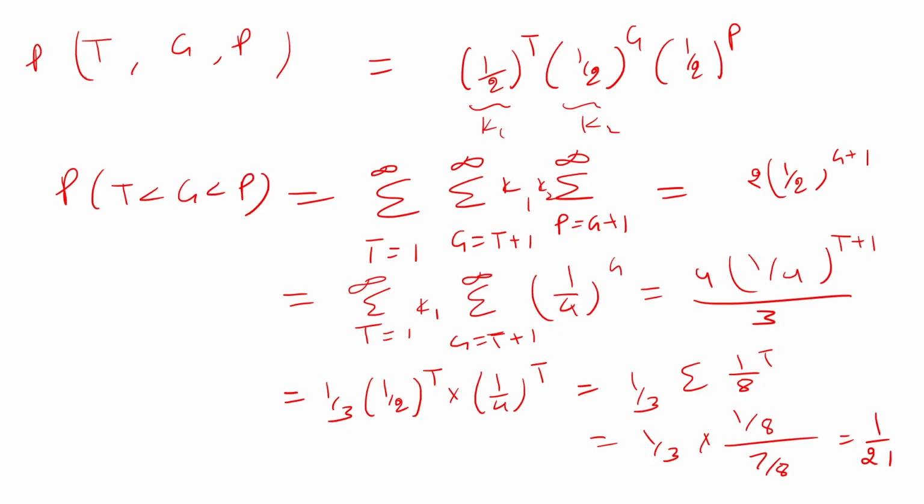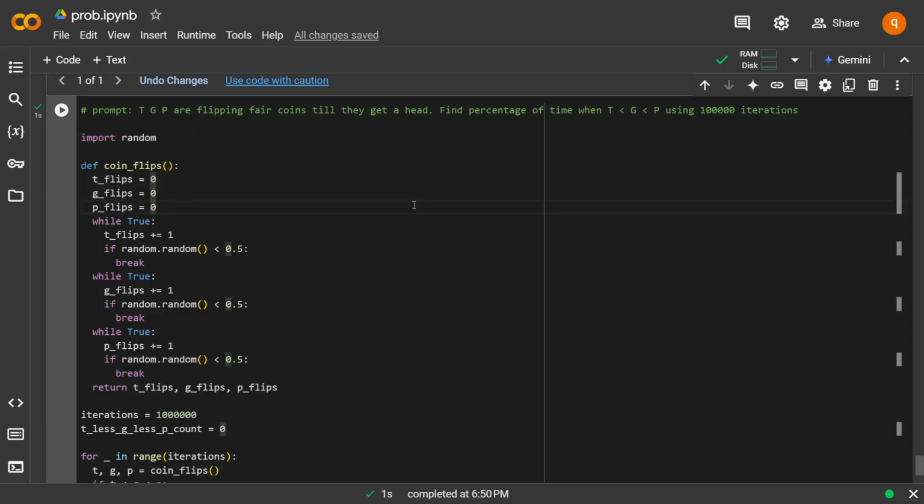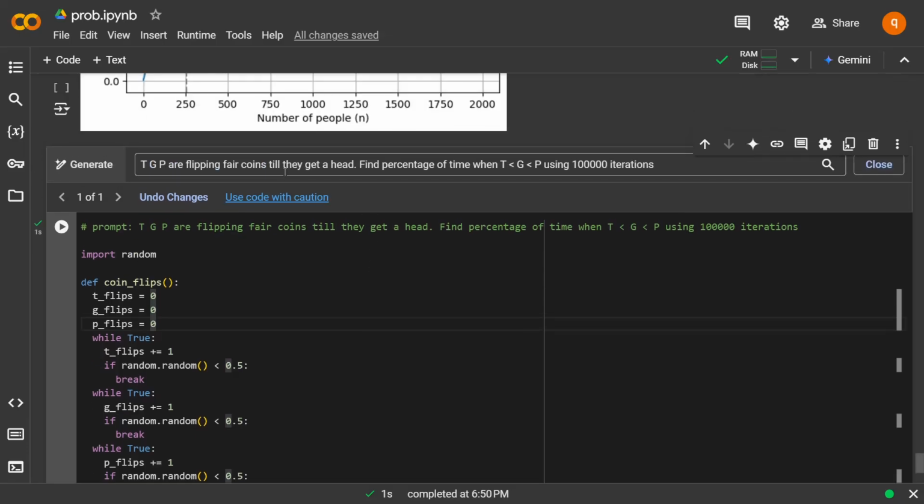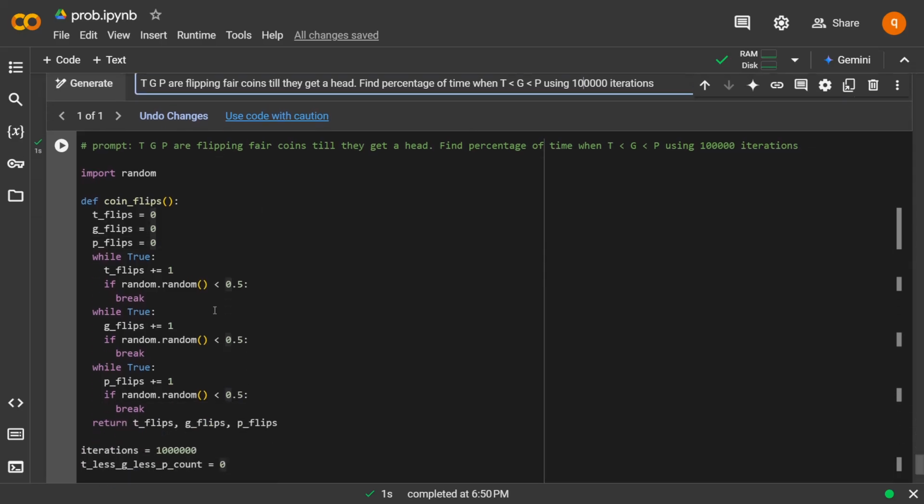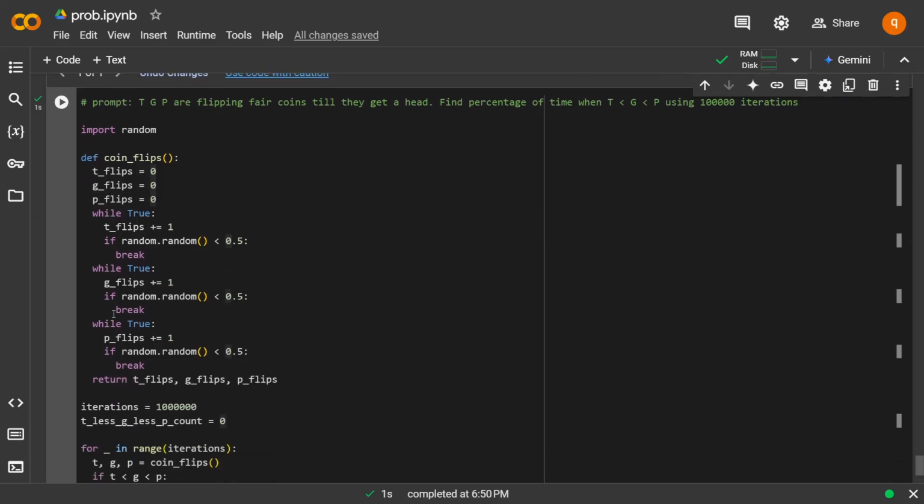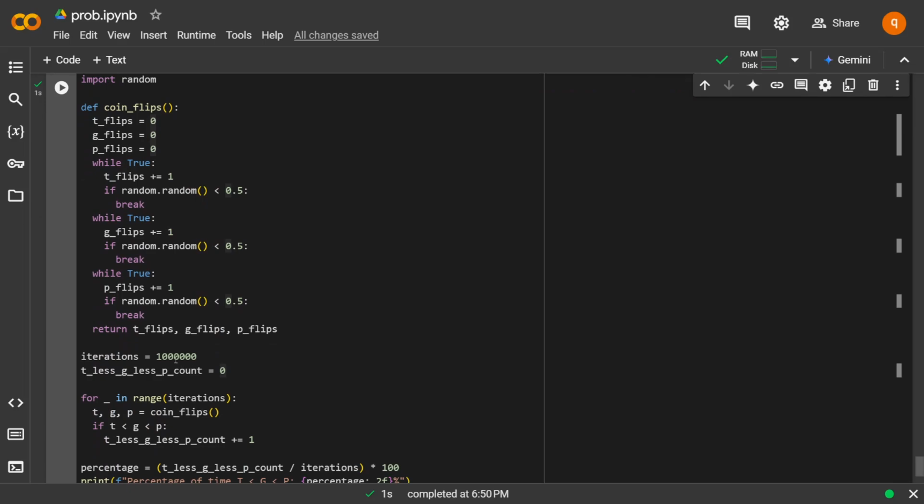Okay, so I asked AI to simulate flipping fair coins till they get ahead, and count how often T is less than G is less than P, using 100,000 iterations. Okay, so you flip the coins, you do the iteration, so 100,000. So I did a million iterations. Let's do 10 million. And 1 million is good enough. Let's do 10 million anyway.